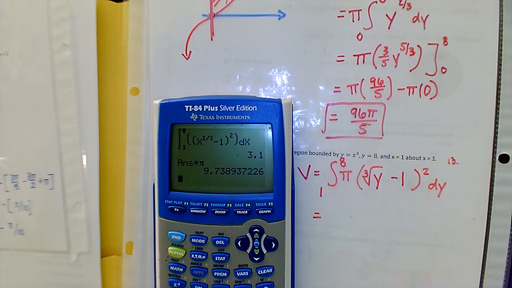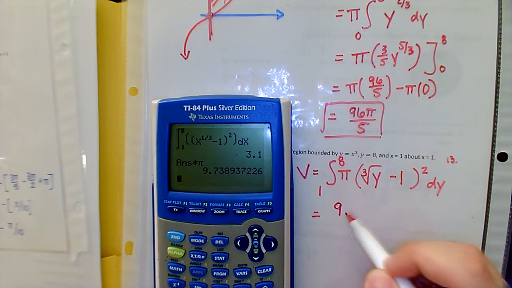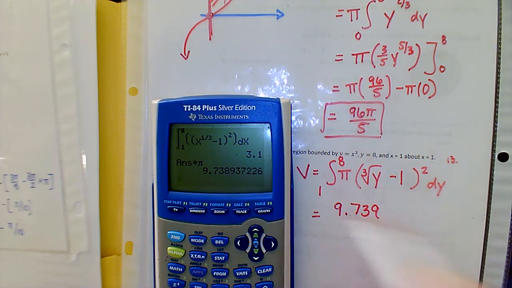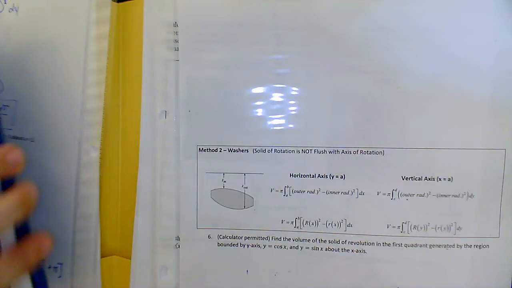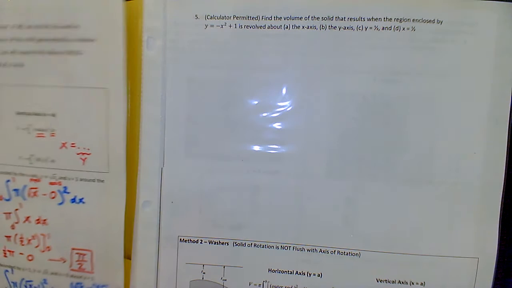Let's see. All right, so volume 9.739. Okay, 3 decimal places. You could round it or truncate it, completely up to you. Did we do okay? All right, let's keep going. All right, calculator permitted again.